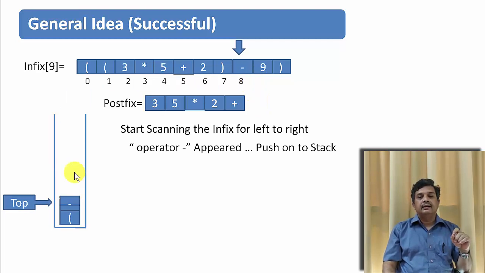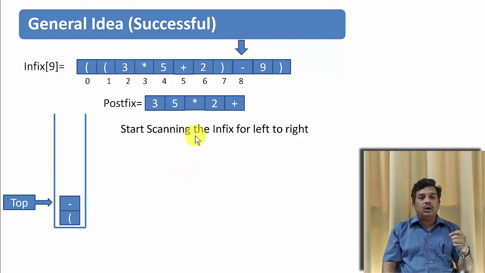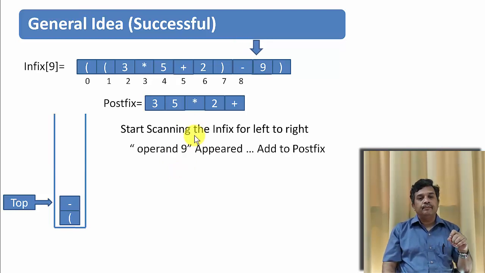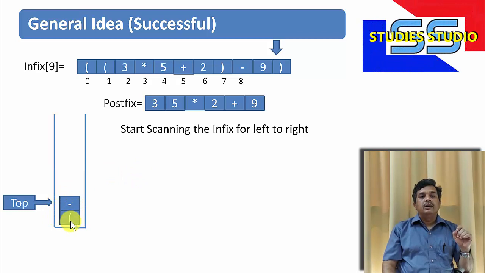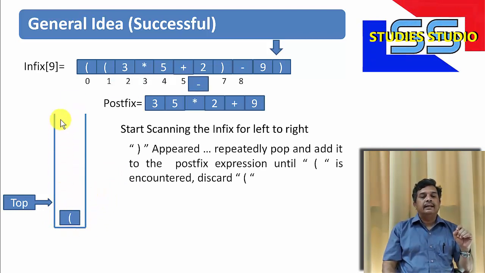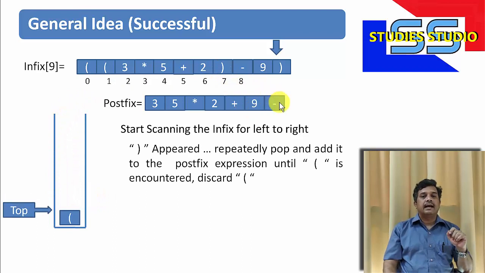The next character is a numeric value 9. I'll write it onto the postfix expression. And the next character scanned is a right parenthesis. So what I have to do? I have to pop from the stack till the left parenthesis appears. So minus is taken out and written in the postfix expression, and the left parenthesis is now discarded.